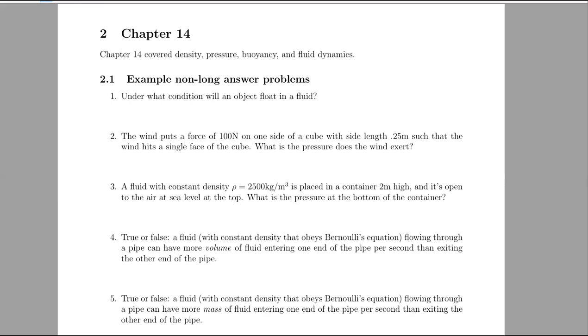All right, our first question says, under what condition will an object float in a fluid? It will float if its density, the object's density, is less than the fluid's density. Similarly, it will sink if its density is more than the fluid's density.